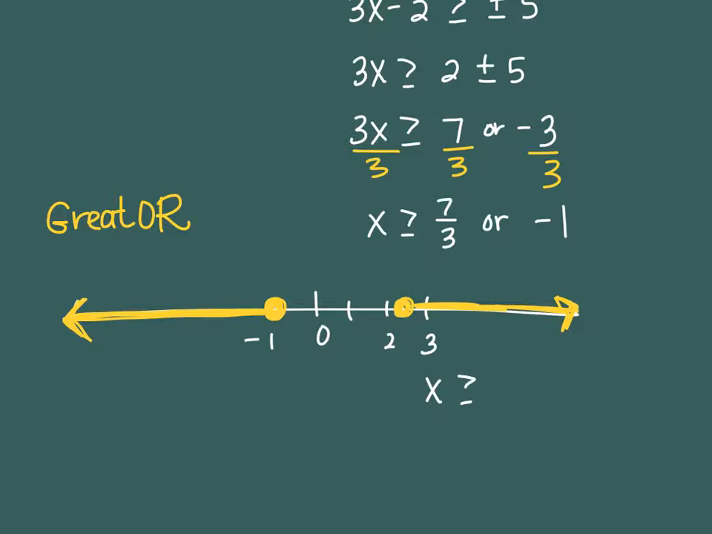So the answers get written like this. This one is x greater than or equal to 7/3 because it's going in the greater direction, and it's equal to because it's colored in. The other one, the sign has to flip around, and it's going to be less than because it's going to the left, negative 1. So you need to make sure when you have great or that you have one of each sign.